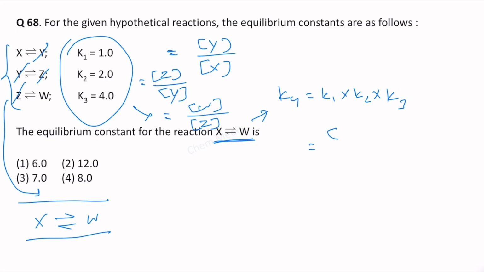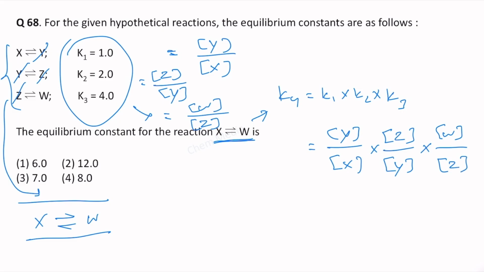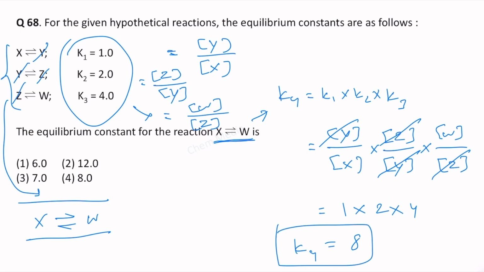So if you write it this way, Y divided by X times Z divided by Y times W divided by Z. We can cancel this. We can cancel this. So what we got is W divided by X. So this means 1 times 2 times 4, that is equal to 8. K4 is 8, which means option 4 is correct.